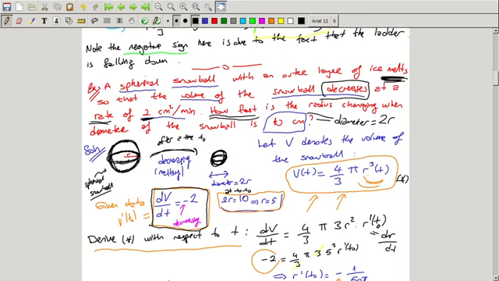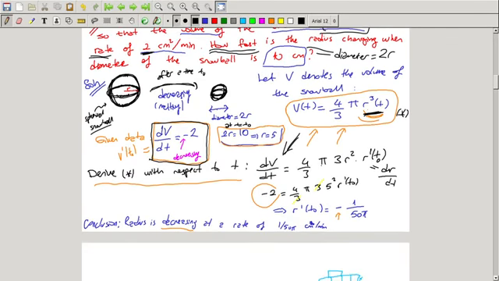Our main equation here is the volume of the sphere, which is 4 over 3 pi r to the power 3. Don't forget, r is a function of t. Then derive the main equation with respect to t. We have dv over dt equal to 4 over 3 pi times 3r squared times r prime of t. You must be able to write this derivation because you have already studied implicit differentiation.